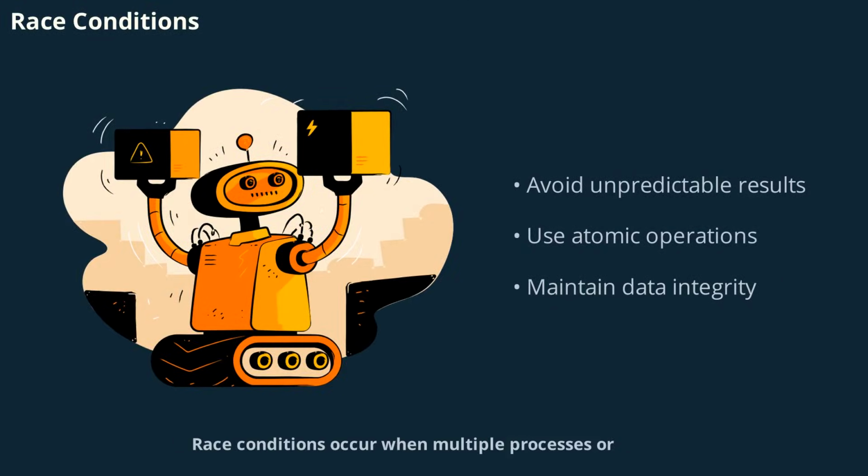Race conditions occur when multiple processes or interrupts try to access shared resources simultaneously, leading to unpredictable results. Preventing race conditions is crucial in embedded systems where timing is often critical. Techniques like disabling interrupts during critical sections or using atomic operations can help maintain data integrity and system stability.